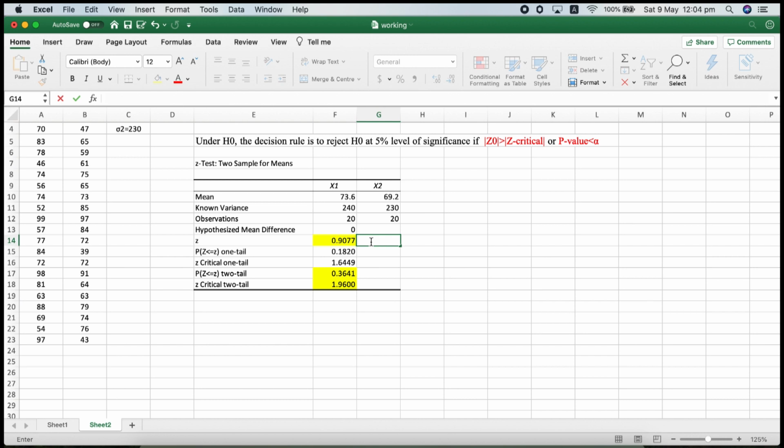From that, it is less than the critical value, and here we compare it with the alpha. Alpha is 5% because it's at 5% level of significance. So from here we can get the conclusion that H0 is not rejected.